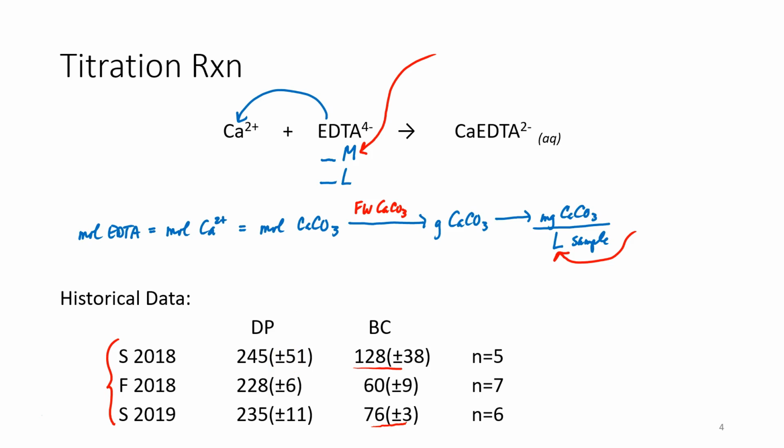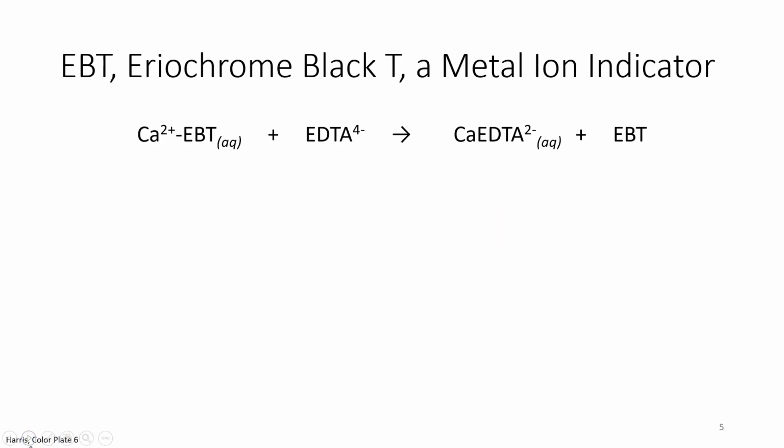So in doing this titration, how do you know when to stop adding the EDTA to your Erlenmeyer? Well, you're looking for a color change caused by an indicator. And the indicator that we're using is EBT, or Eriochrome Black T. So what you'll do is, to your Duck Pond or Boone Creek sample, you'll add a couple of drops of EBT, and your solution is going to turn a wine red, kind of shown here.